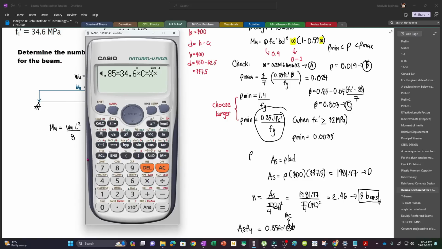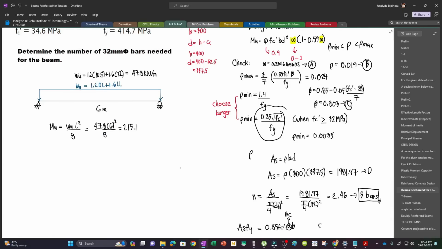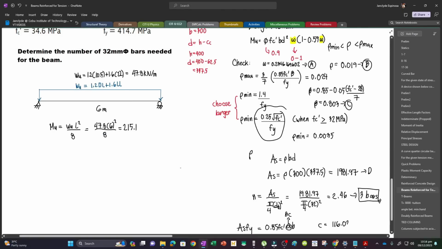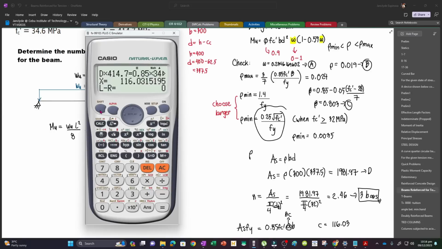And then multiplied by b, which is 300. Press shift solve, we can get the value of C. So our C is 116.03. And then I will store this in another unused variable. E.